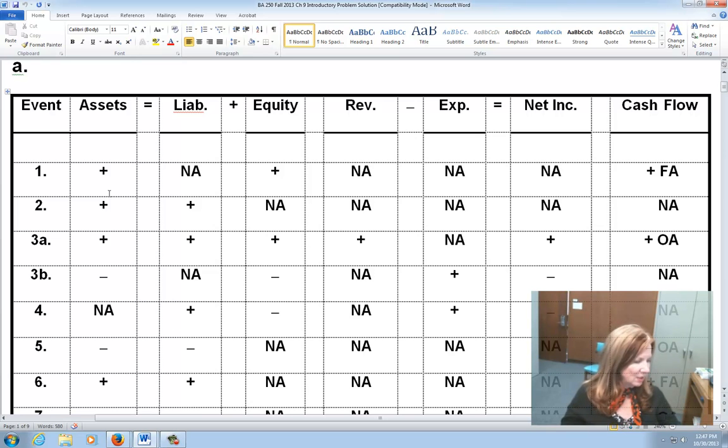So event 1 says the business was started when Mid-South received $60,000 from the issue of common stock. So I have $60,000 cash, that's my assets, and they're going up as that shows right here. There are no liabilities. Equities are going up because I sold common stock. There are no revenues or expenses, and this is a financing activity in the cash flow.